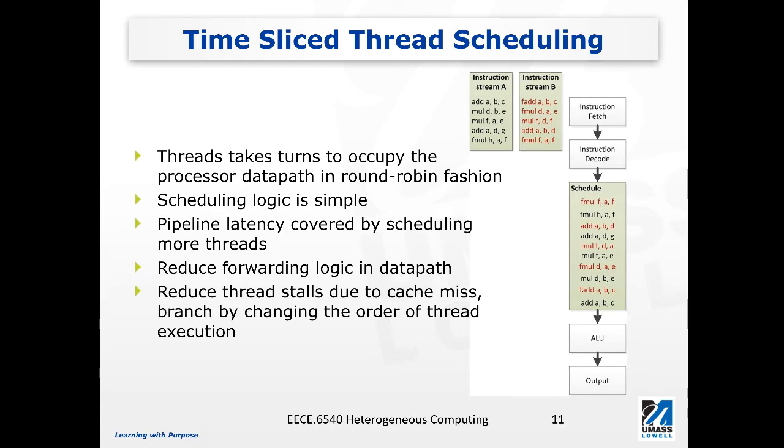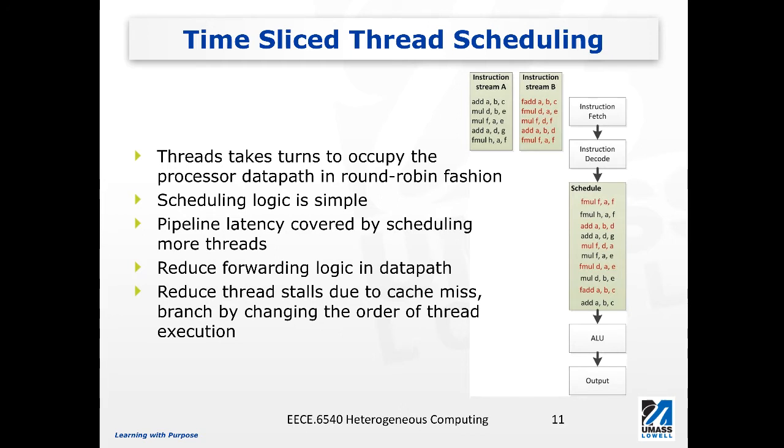The major advantage of this time-sliced thread scheduling is to hide latency. The pipeline latency can be covered by scheduling more threads. Also, it can reduce the cost in the forwarding logic, because we don't have to maintain a complex forwarding logic as we do in the superscalar architecture.